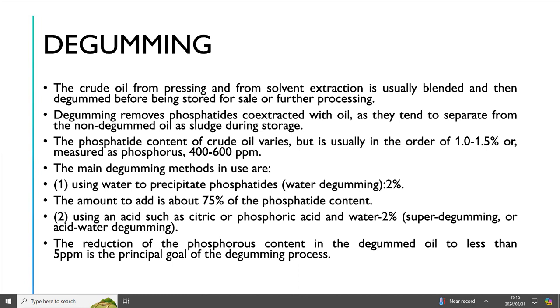So why do you want to remove these gums? They also affect the downstream processing. For example, in bleaching and in deodorization, you tend to heat your oil, and if those gums are not removed, they tend to form compounds which are odoriferous, which means the oil will smell bad.